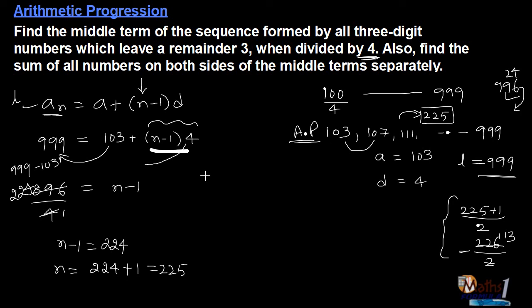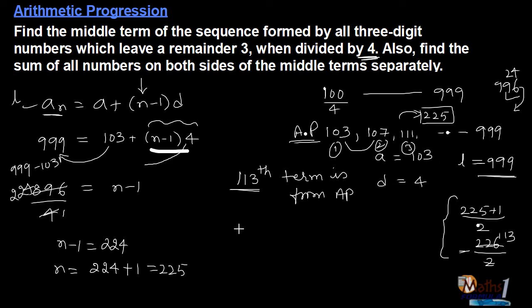So 113 is not the value, that is the 113th term. The 113th term is from that AP, it's not the value. So what is actually the 113th term? So if I go, this is the first term, that is the second term, that is the third term is 111. So what is the value of the 113th?